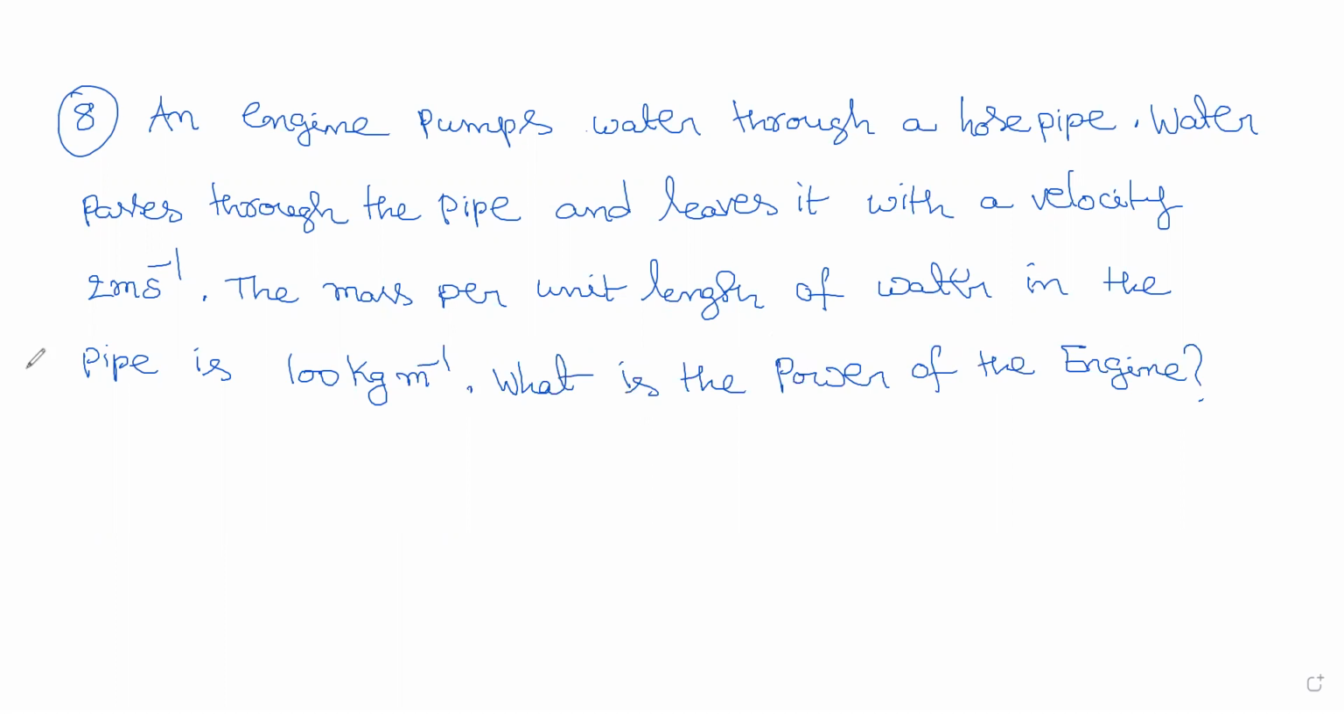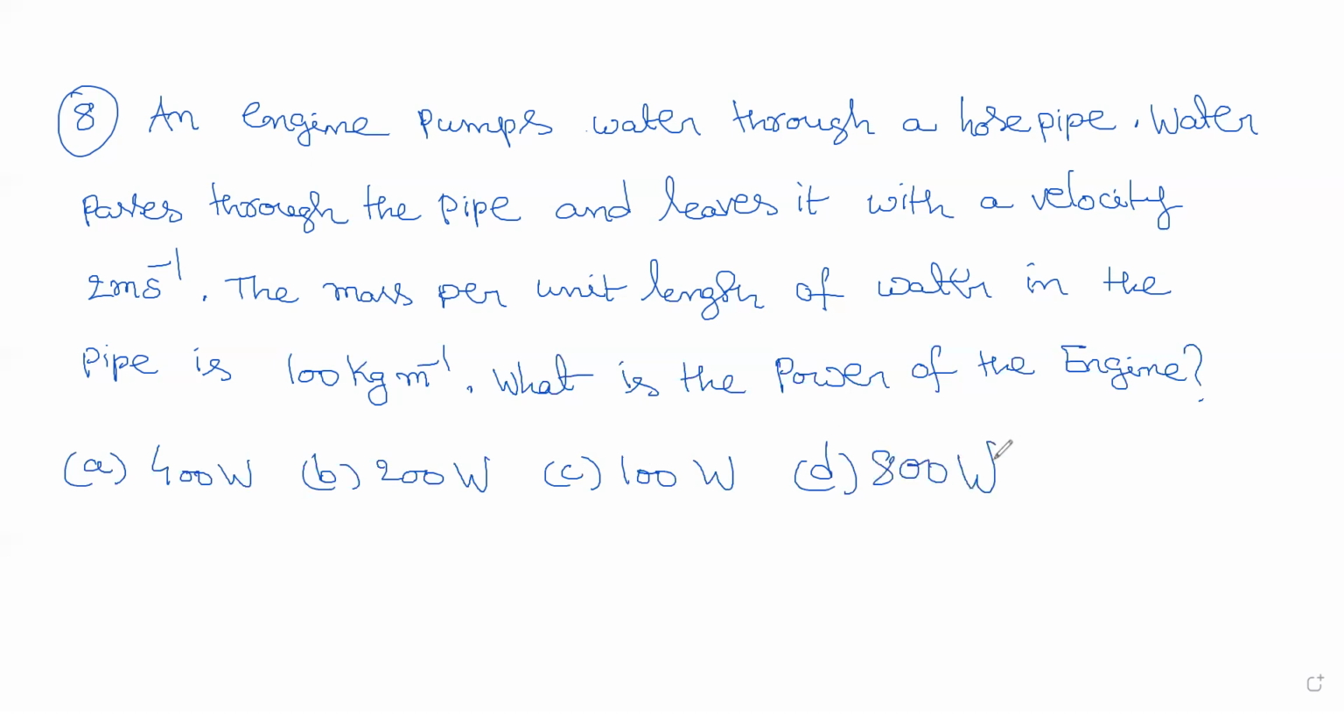So how do we find such a thing? Option A is 400 watts. Someone can give a try at this one. Option B is 200 watts. Option C is 100 watts. And option D is 800 watts. Want to give a try? You can give a try.